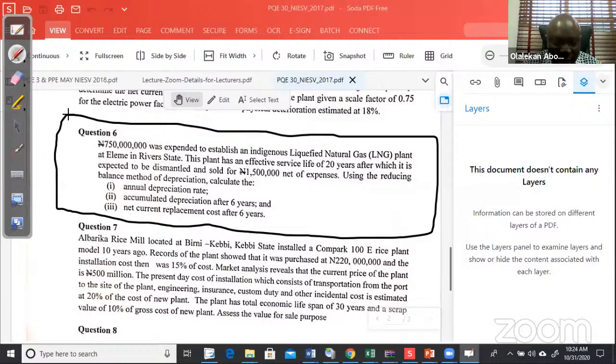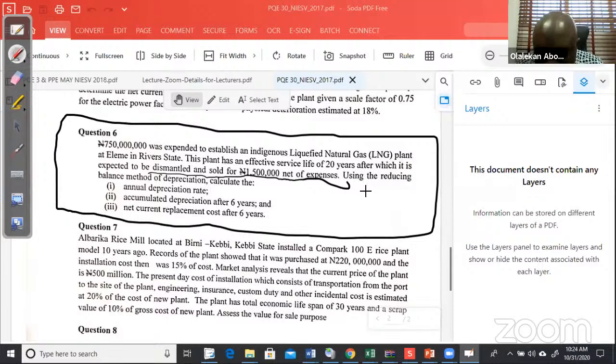After which it is expected to be dismantled and sold for 1,500,000 naira, net of expenses. There is a clause that is important there. That's why I emphasize that.